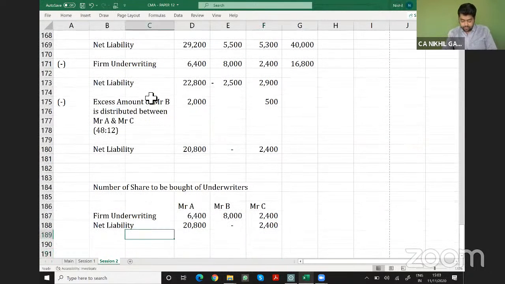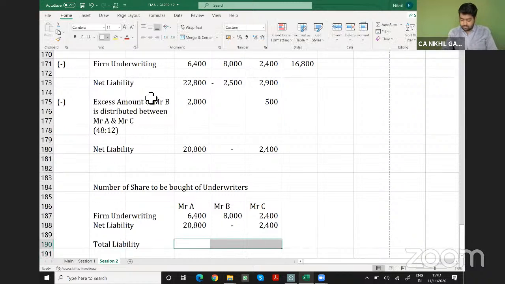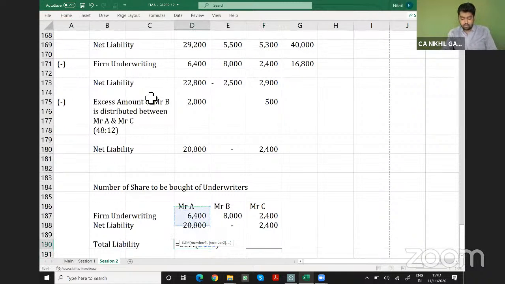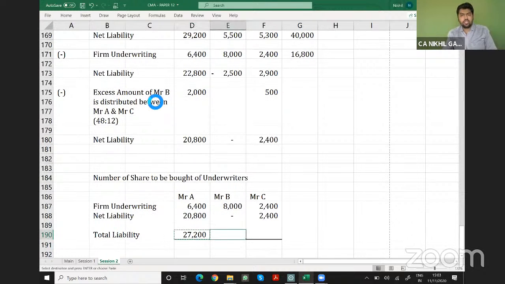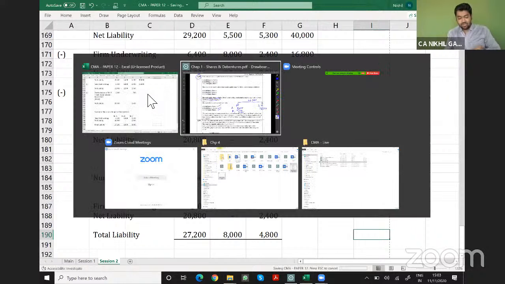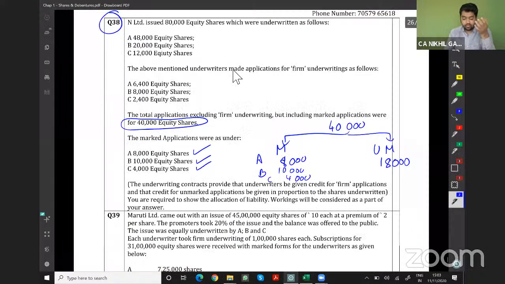So the total liability of the three underwriters is: Mr. A is 27,500, Mr. B is 8,000, in case of Mr. C is 4,800, respectively. So hopefully we are comfortable with our working and with our sums.